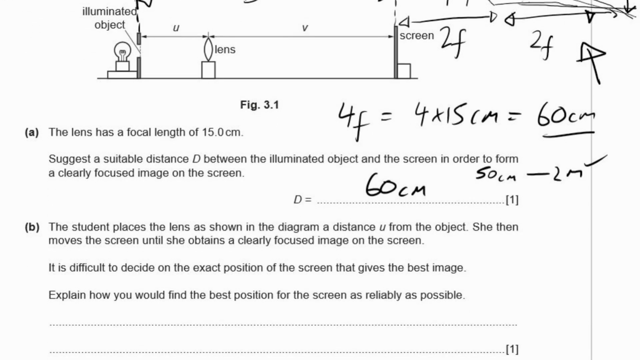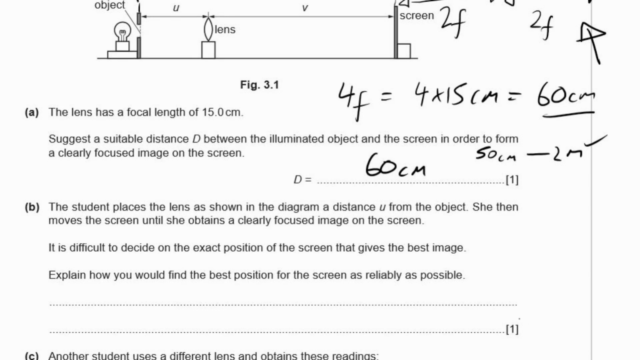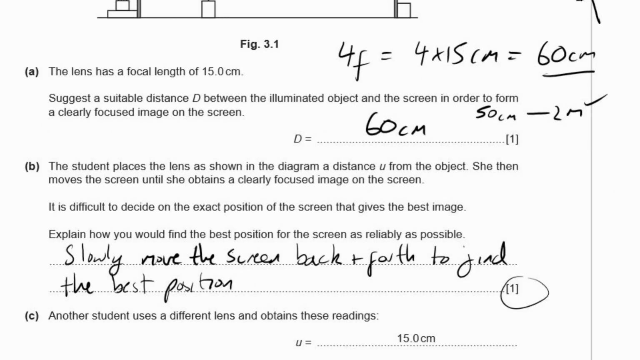Alright, well, let's look at that. Here we are, so a little 1 mark question. And that's actually key here, because it's asking us how we would find the best image on the screen. The only thing you can be doing is move the screen forwards and backwards until you get the best image. That's literally it. That's the answer. And there we go. Slowly move the screen back and forth to find the best position.